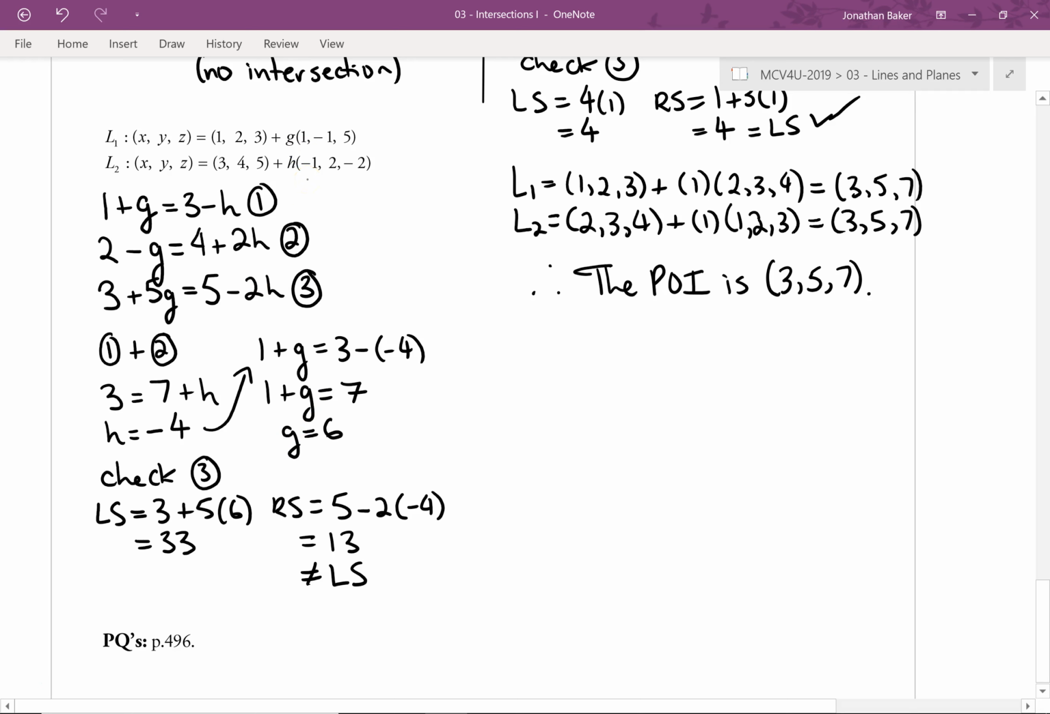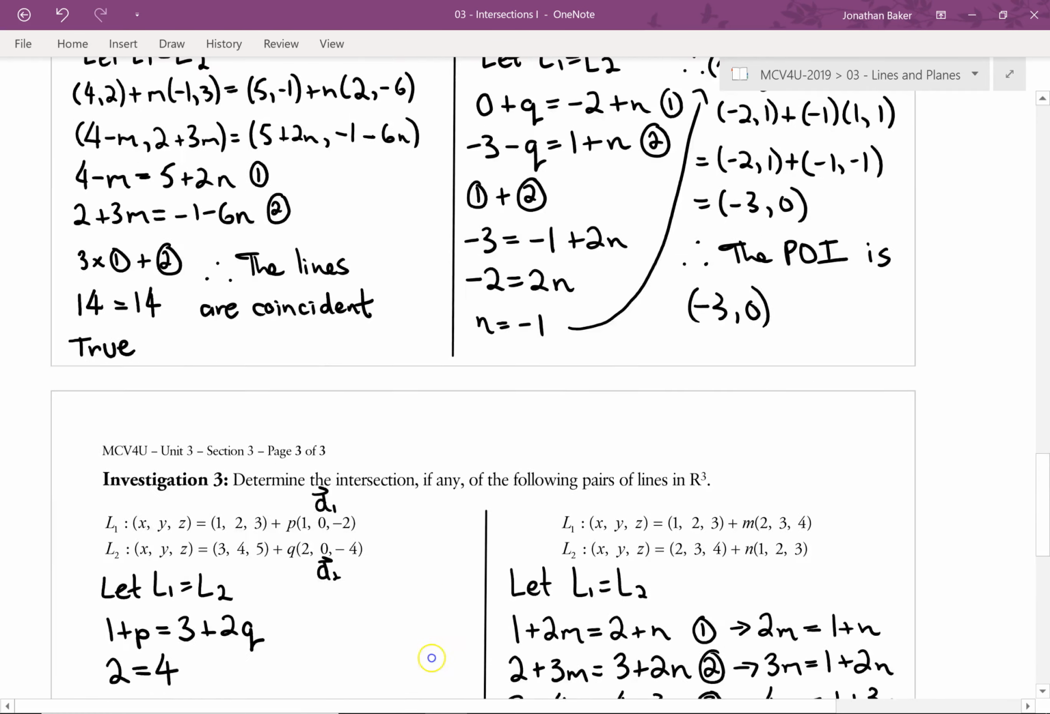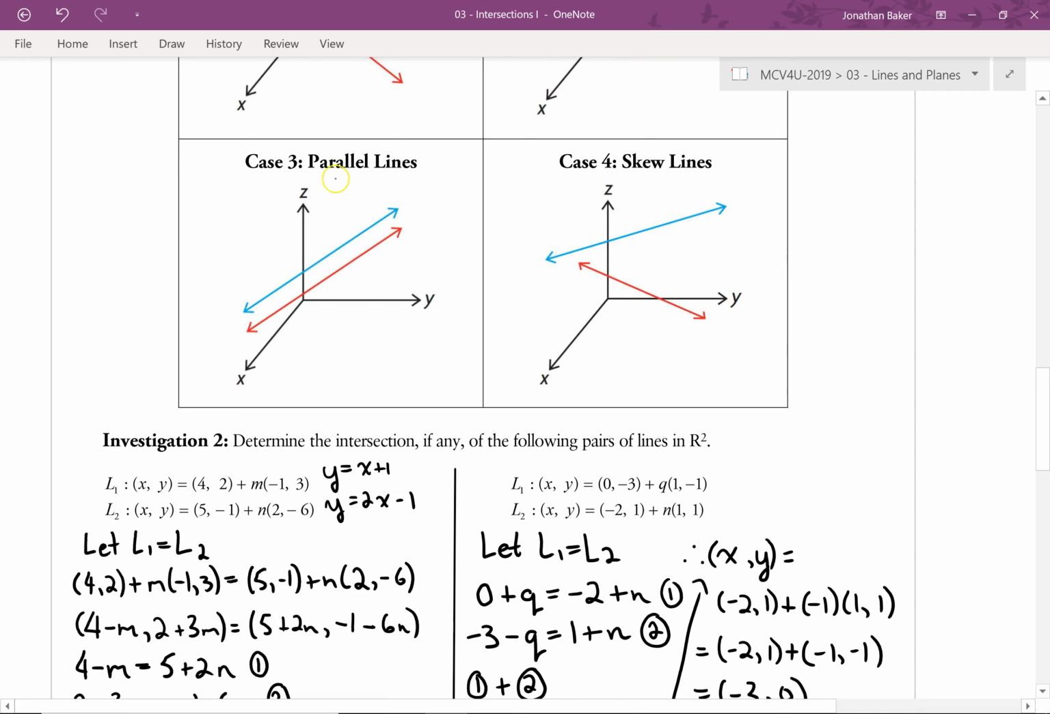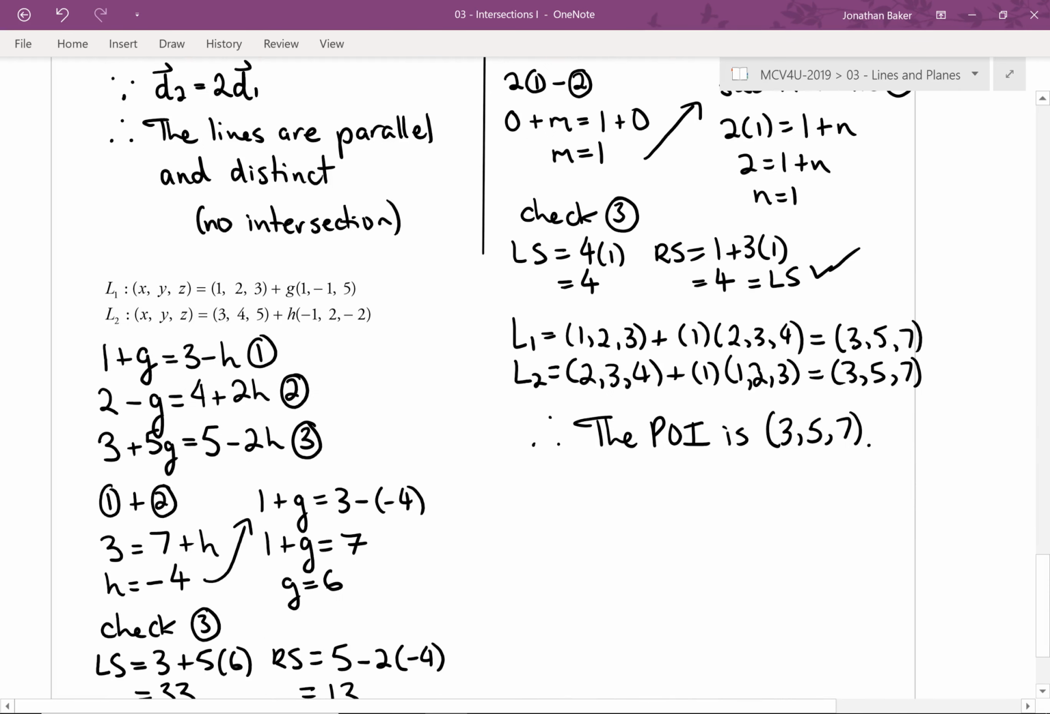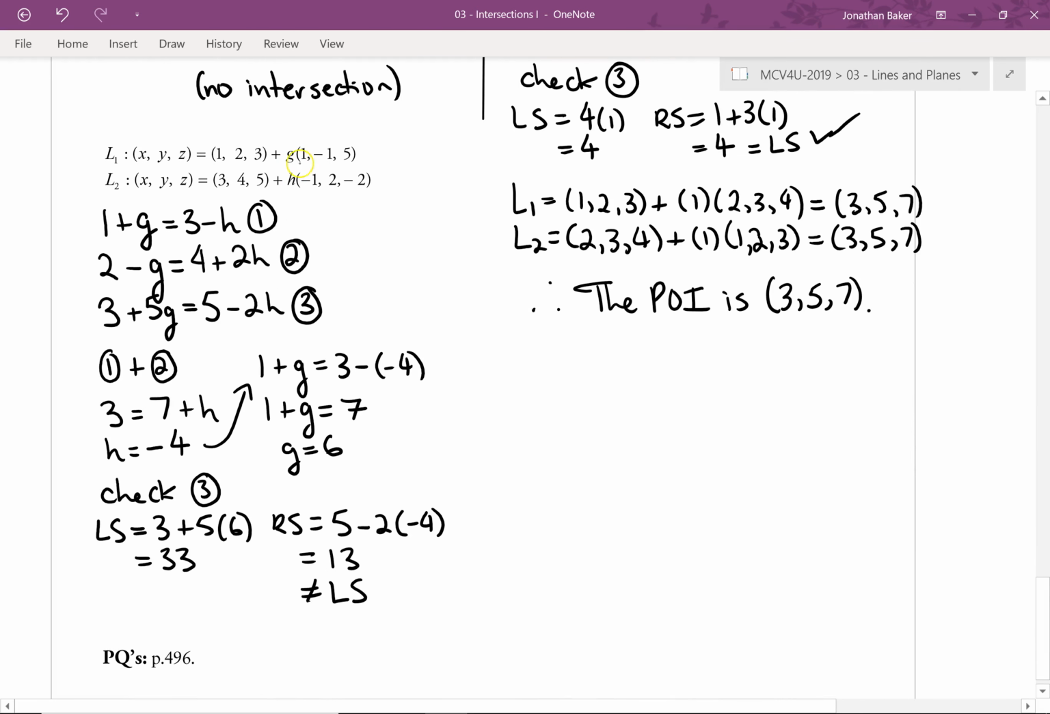So that leaves us with the same question as the last one. Is this a case of parallel lines or skew lines? And of course, we found they were parallel last time, so maybe we have skew lines this time. So what do we do? Check the direction vectors. Here they are: (1, negative 1, 5) and (negative 1, 2, negative 2).